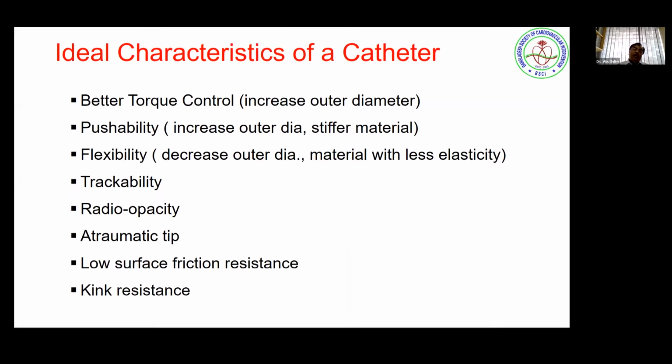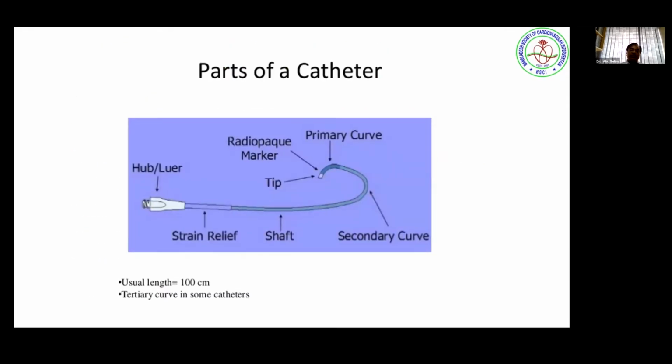I show these characteristics on display but will not discuss them. In modern days, we do not have to think much about them because all manufacturers take care of this and produce their products with these characteristics in mind. As basics, we should know pushability, flexibility, trackability, radio-opacity, tip, and kink resistance. But we do not think much about these during the procedure because all catheters nowadays maintain these characteristics very well.